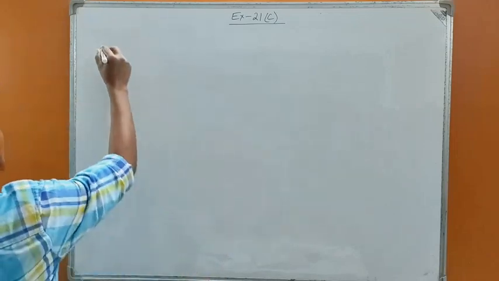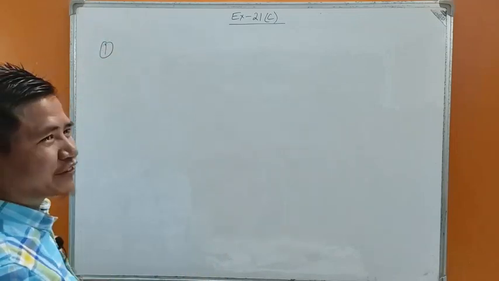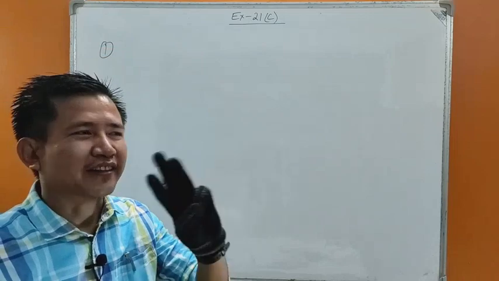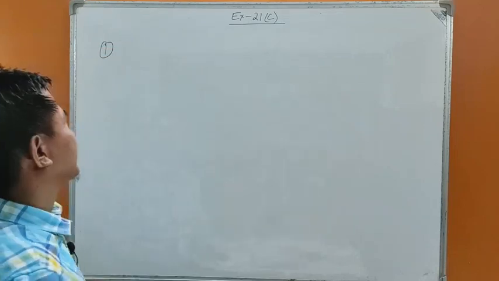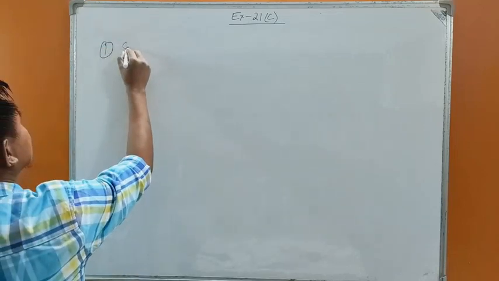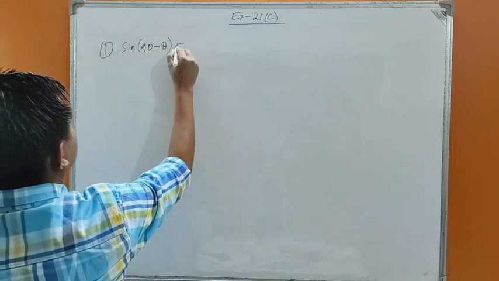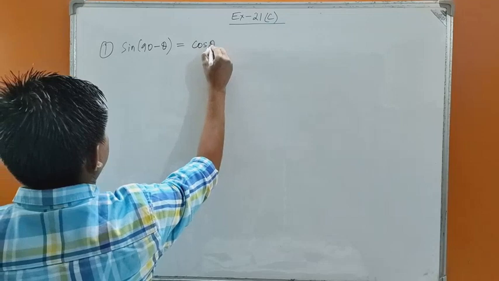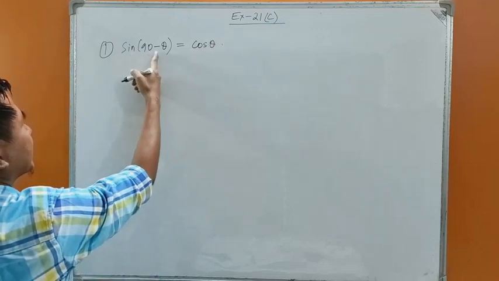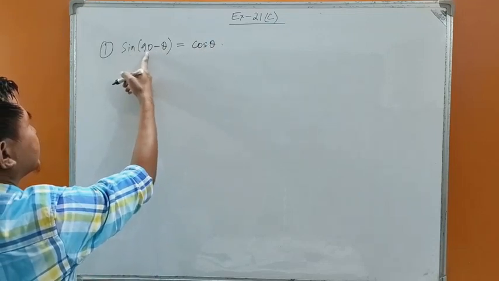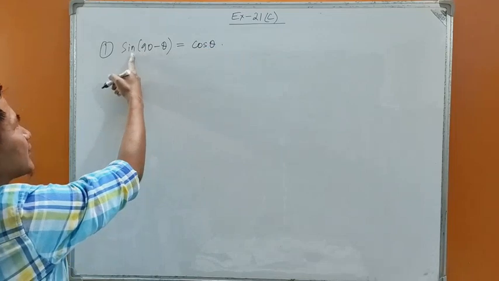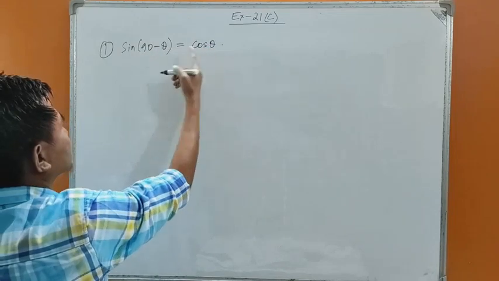Number one: all you need to remember is only 3, and the rest 3 will come by themselves. Number one is sine 90 minus theta equals cos theta. Sine of 90 degree minus theta is the angle. Sine 90 minus theta equals cos theta.